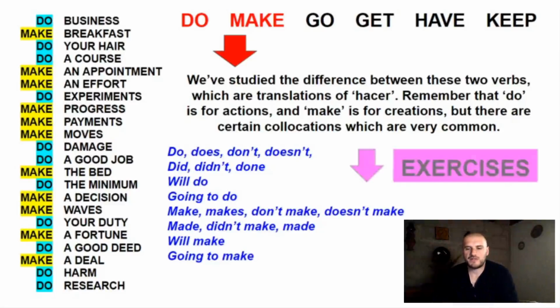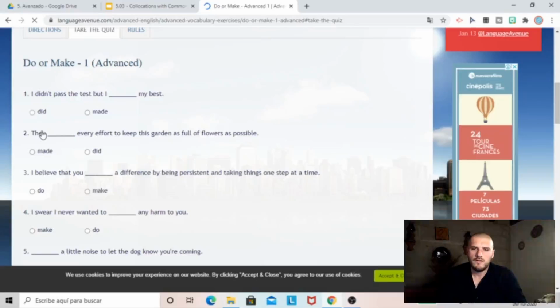I just want to do a quick exercise on do and make again to refresh your memory. Go to point number 1 in the description to do the activity. So this is the activity page. This is do or make, but it's advanced level, okay? I didn't pass the test, but I did my best. They something every effort to keep this garden. Okay, they made every effort. So basically, I just want you to pick the correct option in all of these different sentences, okay? Pretty simple review of do versus make. Finish the activity and I will see you in a moment.